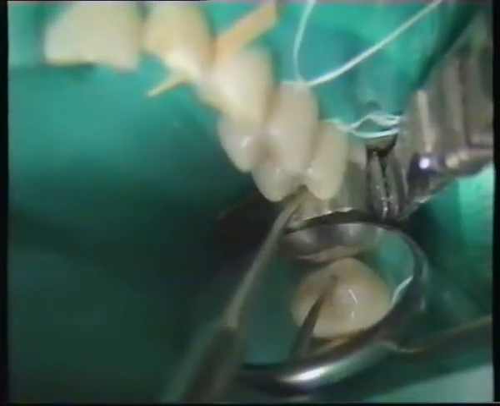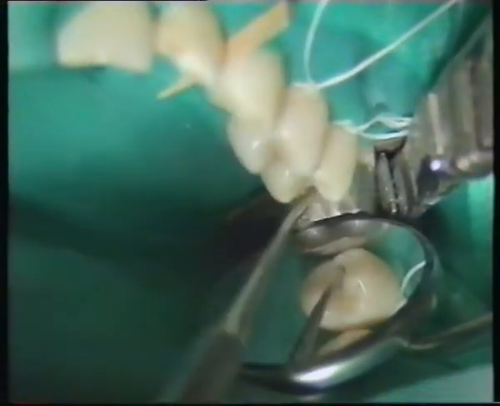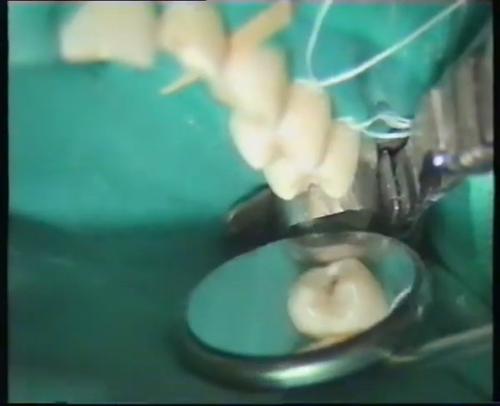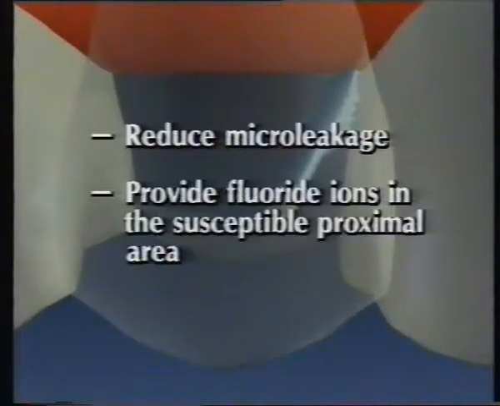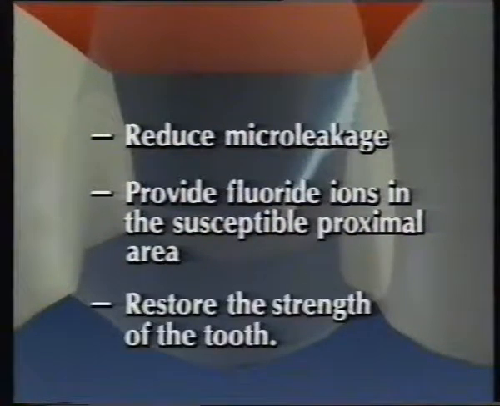If the caries is more extensive than initially expected, a conventional cavity design can be instituted. As we cannot ensure complete caries removal, a radio-opaque glass ionomer, in this case a CERMET, will be used to reduce micro-leakage, provide fluoride ions in the susceptible proximal area, and restore the strength of the tooth.